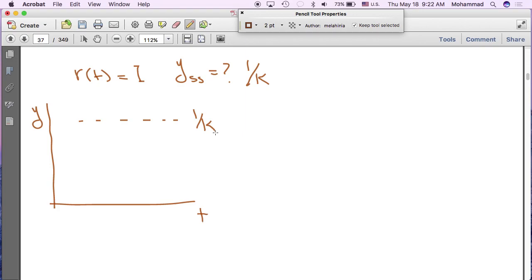Let's assume at time 0, y of 0 is 0, and so is y dot of 0. So both position and velocity at time 0 are 0. So we know the status at 0, and we know if we wait long enough for the system to reach steady state, it will also reach 1 over k. So what will happen in the intermediate step?